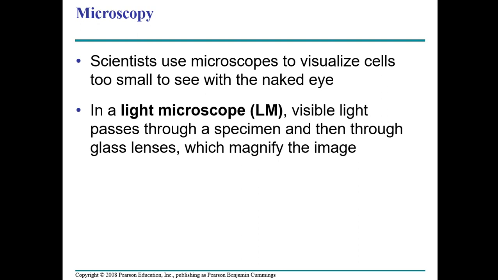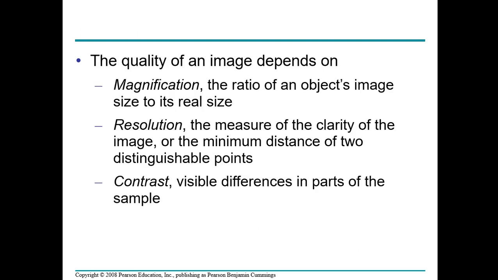That's the magnifying glass that we call it. Okay? So, there are three qualities of an image that a microscope depends on. One is magnification, the other is resolution, and contrast. So, let's talk about magnification.